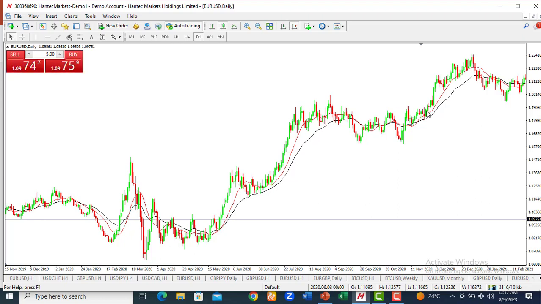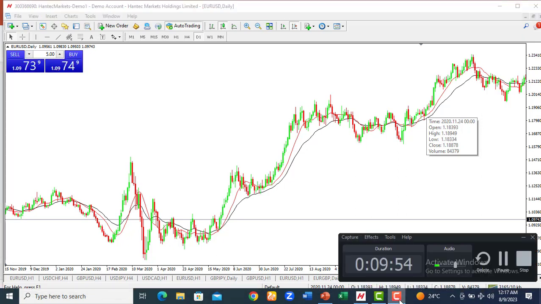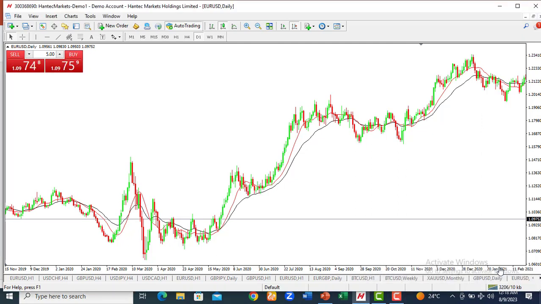Do not use it in a ranging market, especially if you want to get the crosses. If you use it in a ranging market, you're going to lose a whole lot of money. So use it exclusively in a trending market. It must be in an uptrend before you think of it, not in a ranging market.